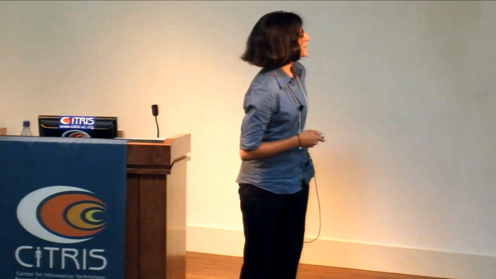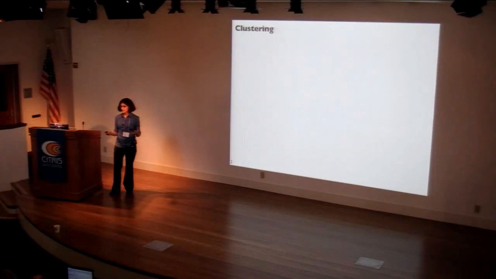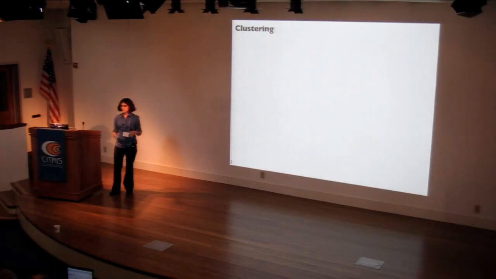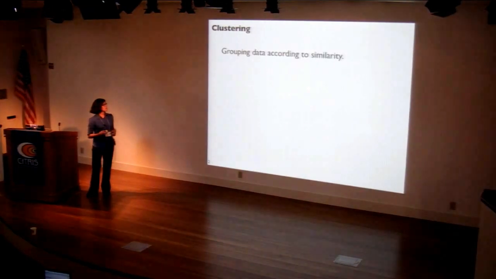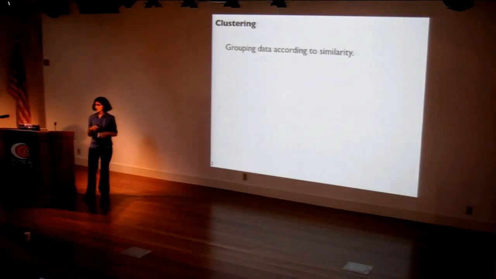So let's start with clustering. The fundamental idea of clustering is that you have a set of data and you want to find some underlying structure in that data. And when we're using clustering in particular, the structure has a particular form. So clustering is grouping data according to similarity. This is a pretty vague definition. Let's go through each of the key points here: data, similarity, and grouping.